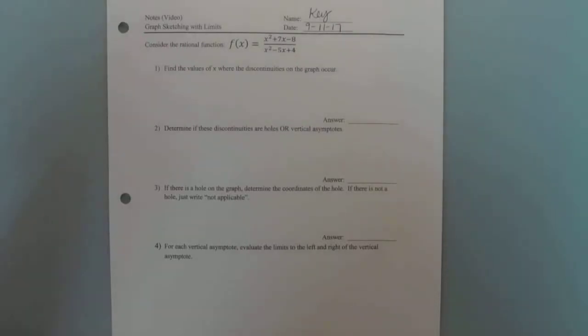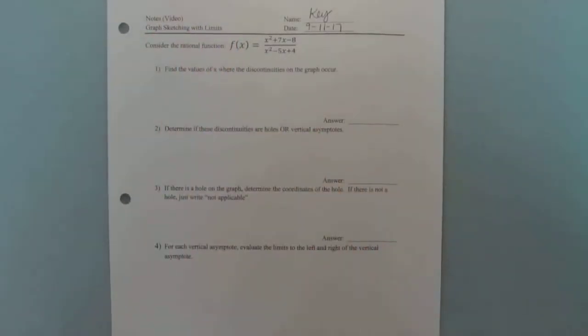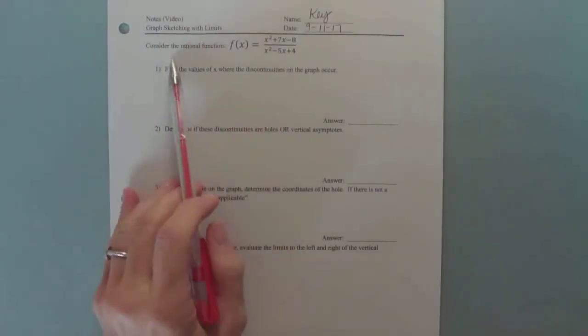Hello, math students. Today's video is going to focus a little bit more on graph sketching with limits. We actually started this in our last video where we focused on the different types of discontinuities a rational function can have. So we're going to continue, piggybacking off of those notes and just adding a couple more steps at the end to sketch a complete graph.